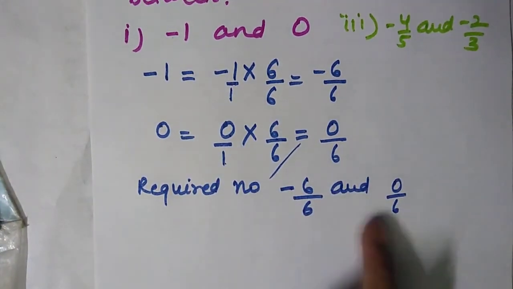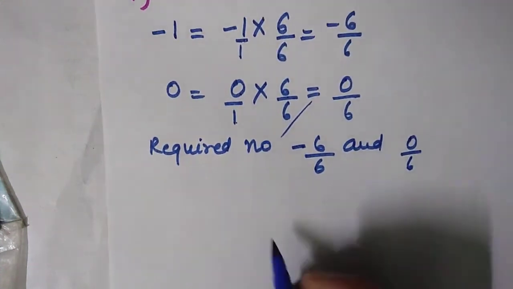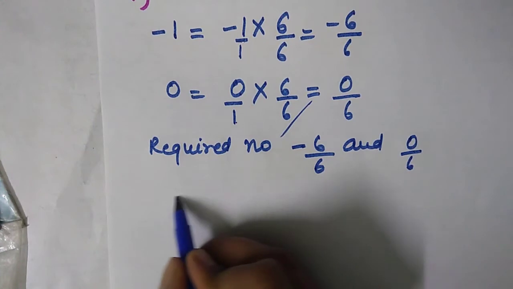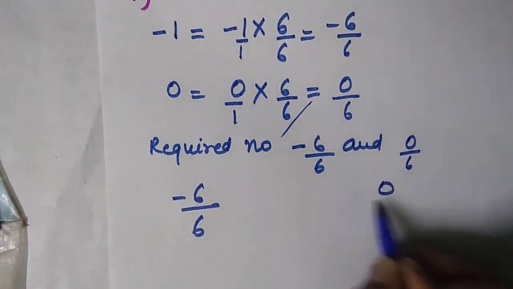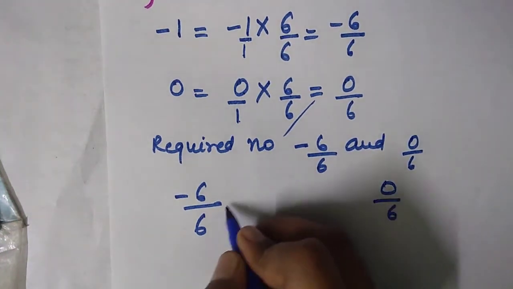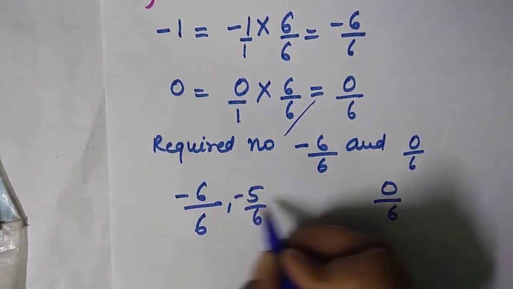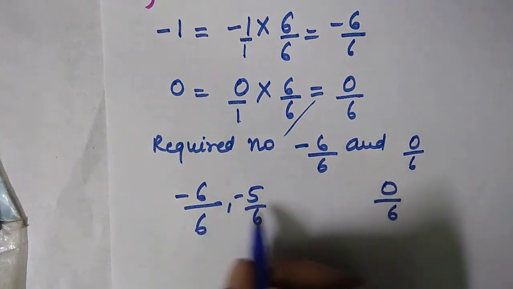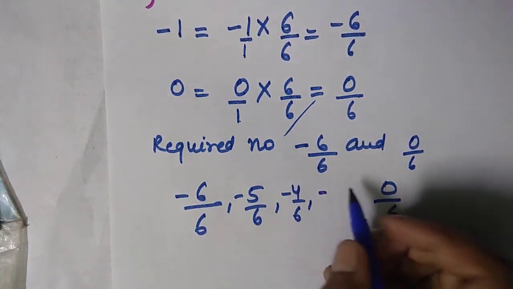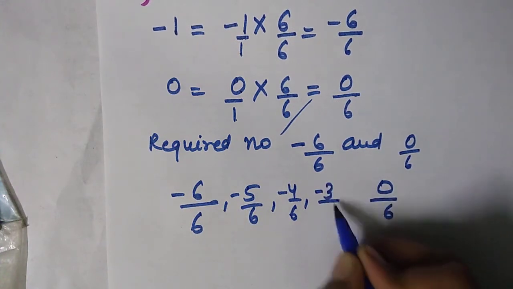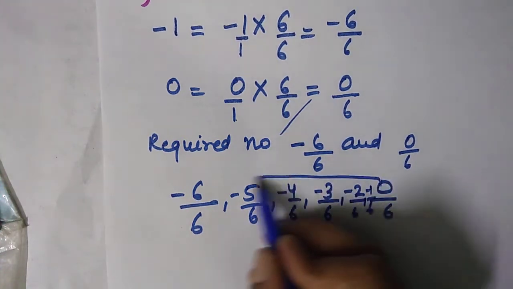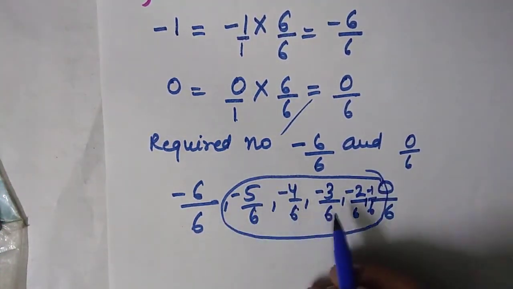Now you have to write the numbers in between minus 6 by 6 and 0 by 6. This is the first one and this is the last one, and we have to write the numbers which lie in between them. So it will be minus 5 by 6, as we have to go in increasing order. Then minus 4 by 6, then minus 3 by 6, then minus 2 by 6, then minus 1 by 6. So these are 5 rational numbers: 1, 2, 3, 4, 5.